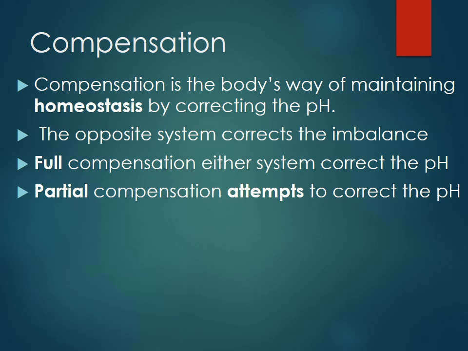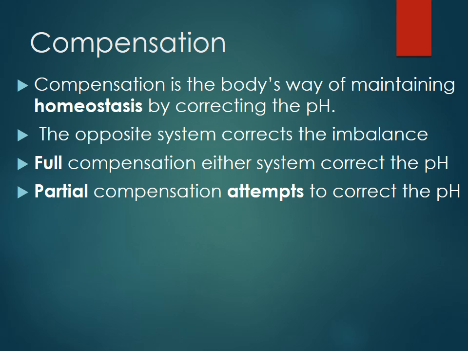So now we get goofy, and you know how we do it. We start talking about partial compensation. Partial compensation is the body's way of attempting to correct the pH. The pH is slightly out of the range, and the system still may be abnormal. So your pH may be 7.34, or your pH may be 7.47. It's almost back to normal range, but not quite. Okay, so that gets students sometimes. You know, people really have a hard time trying to figure out compensation.